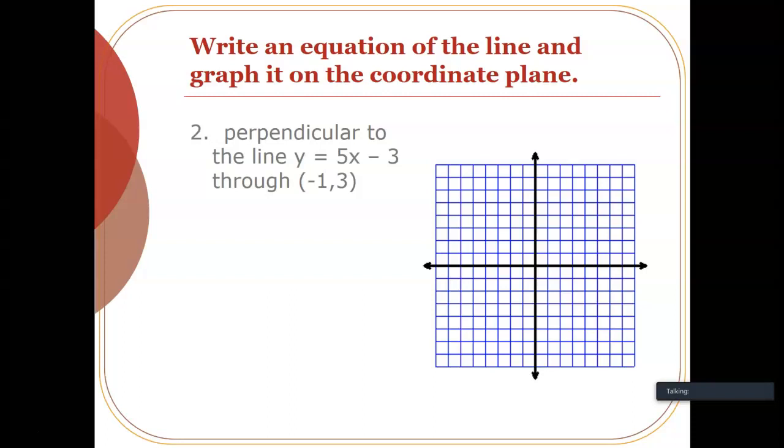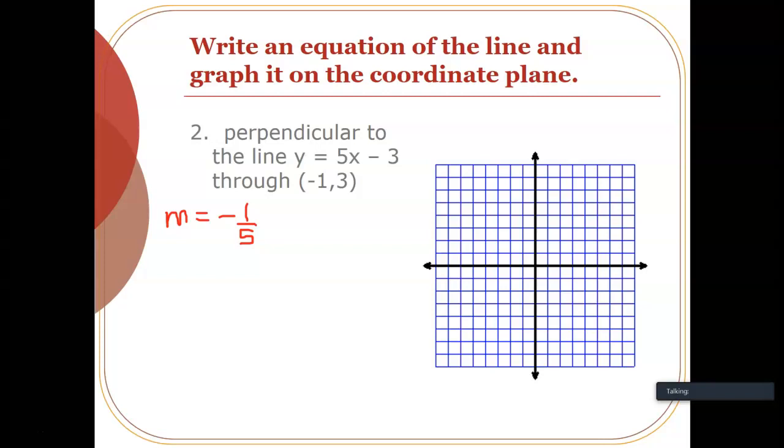Okay, for the next one, construct a line that is perpendicular. So you are identifying your new slope. Remember, your new slope needs to be the opposite reciprocal. So if the original slope is 5, the new slope is -1/5.